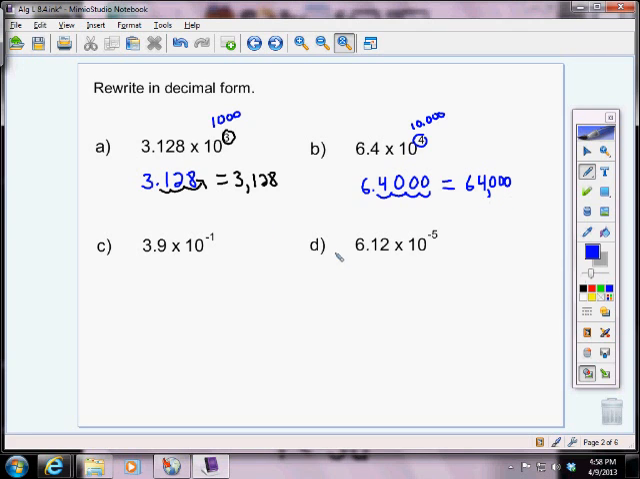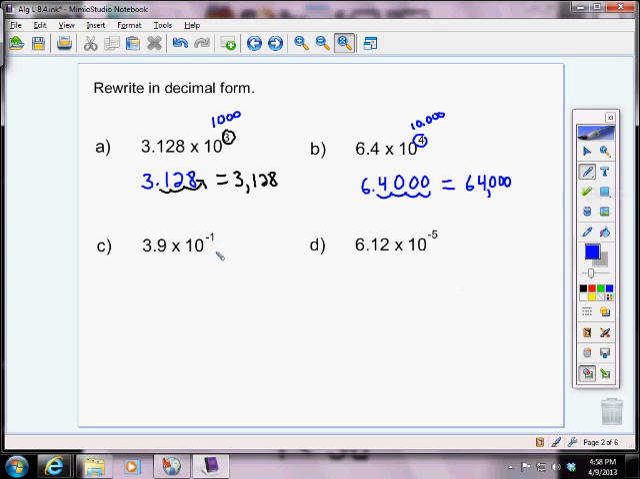Now if you look at these bottom two examples here, they're negatives. Negative exponents do not make the number negative. Negative exponents do not make the number negative. Let me say that one more time. Negative exponents do not make the number negative.